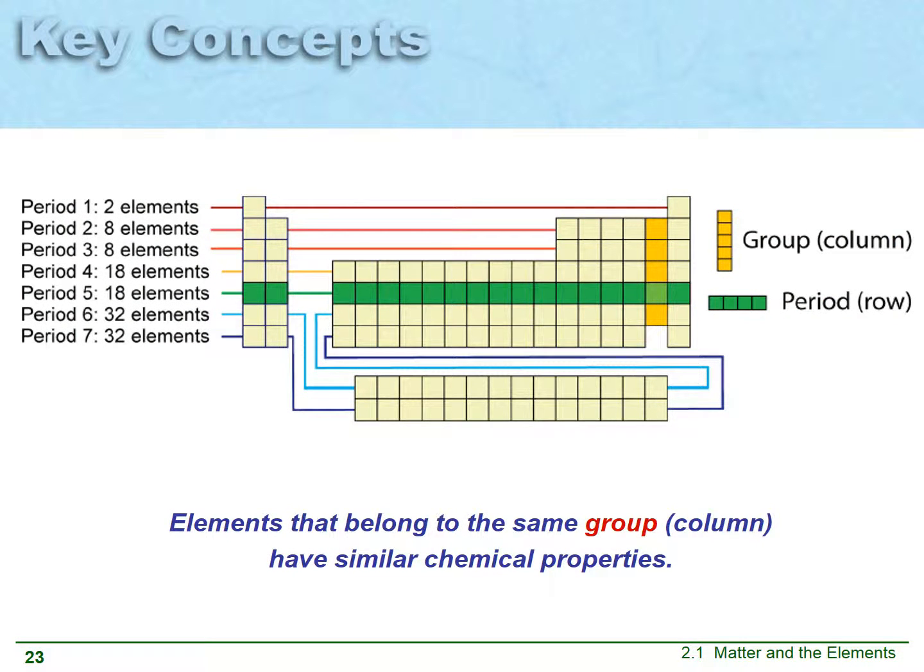Elements in the same column are called groups, and those elements share similar chemical properties. They behave the same and are often called families. Rows on the periodic table are called periods.